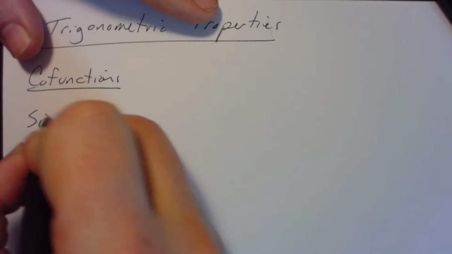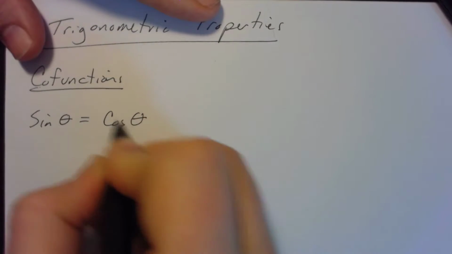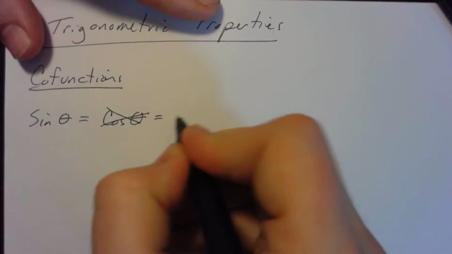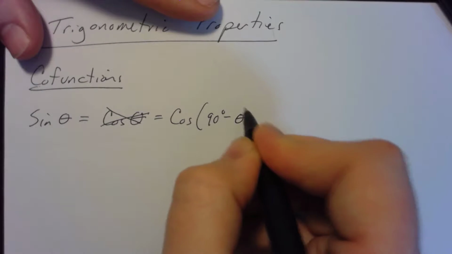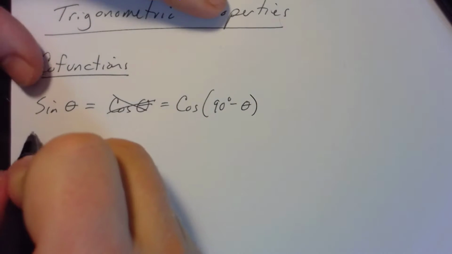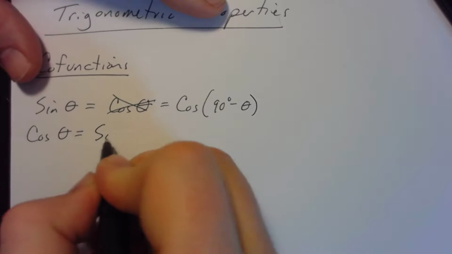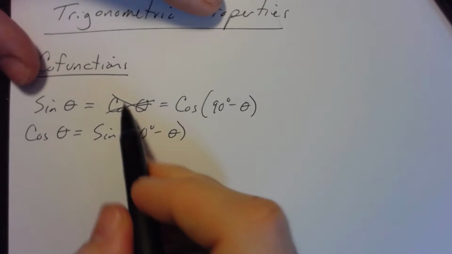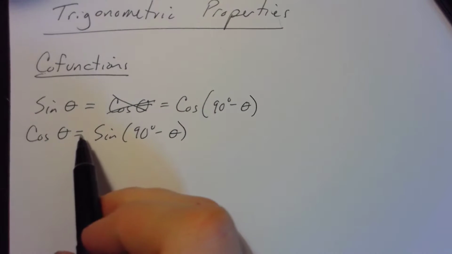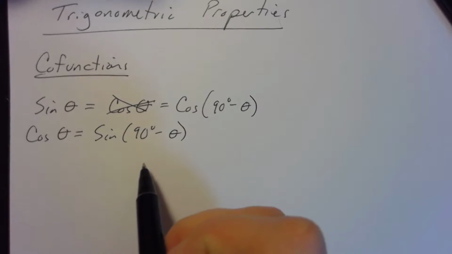So the first one here is the sine of theta is nothing more than the cosine of theta, but it's not exactly. It's actually going to have a modification so that the cosine is 90 degrees minus theta. So, in reality, I could also have the cosine of theta actually being the same as the sine of 90 degrees minus theta. So these are actually the same function. Sine and cosine actually behave as the same function. The only difference is where the 90 degrees happens to sit.